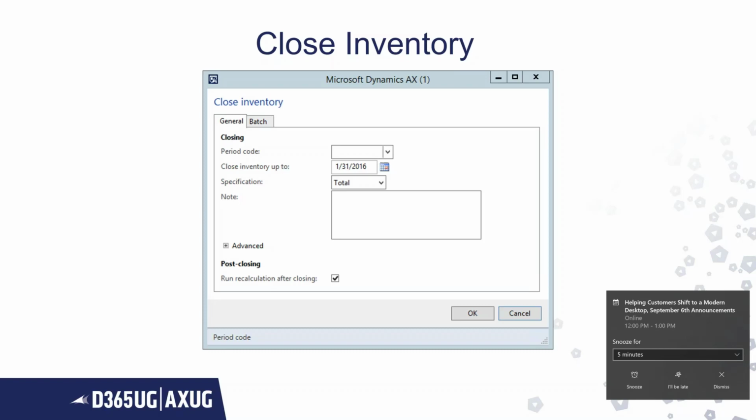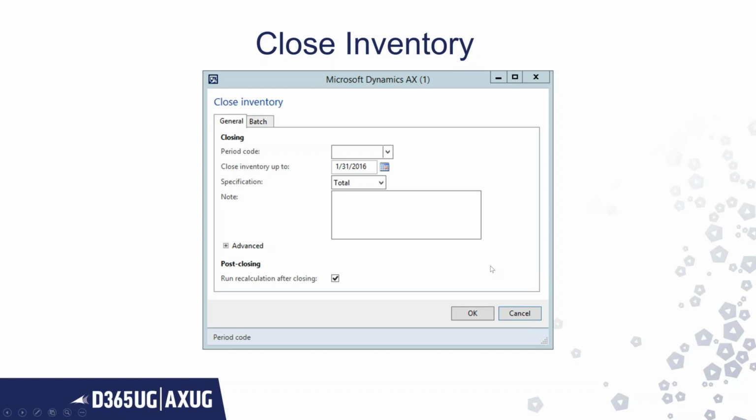Okay. Now, a couple things important to note here. You'll notice that you have an inventory close up to date. Normally you're going to use it for the current period because you're going to use it as part of your monthly close. In certain cases, you might want to close earlier in the month. So in other words, you can do an inventory close at any time, as long as you understand that whatever that close date is going to be is the date you can't go back in and make inventory changes.